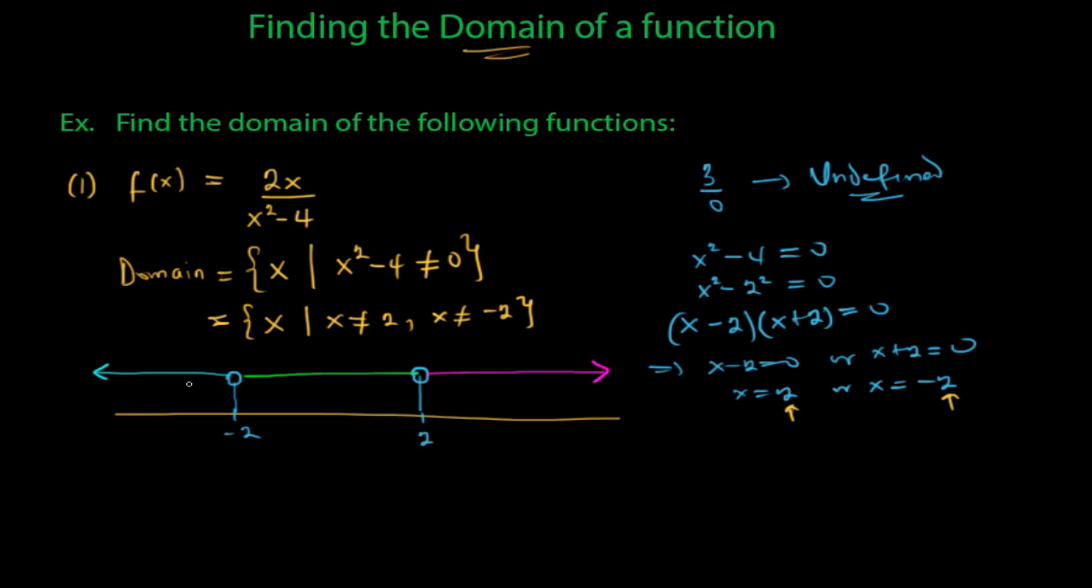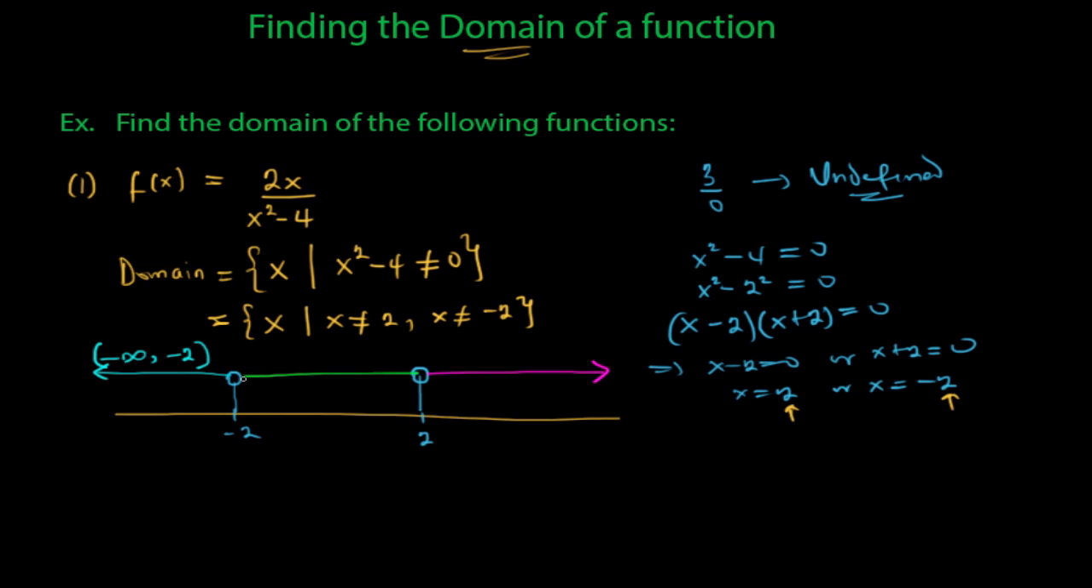So if I want to write this down, since it goes to negative infinity, this will be negative infinity, you close the bracket, comma, then negative 2. Now since negative 2 is not included, I'm going to use this bracket. But assuming negative 2 was included, I would have used the square bracket. But since negative 2 is not included, I'm going to use this bracket here.